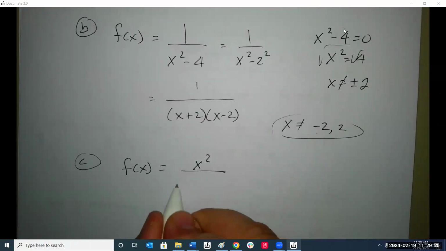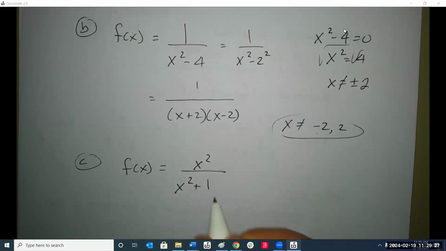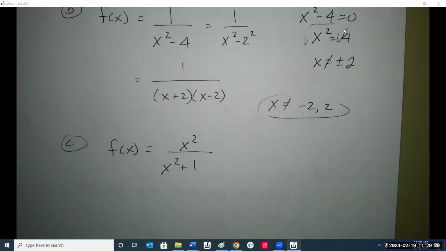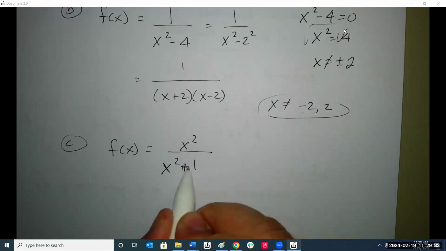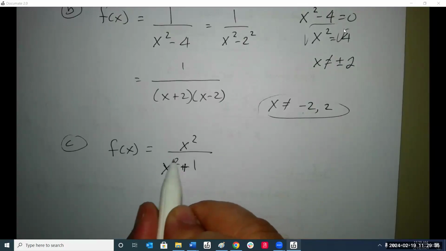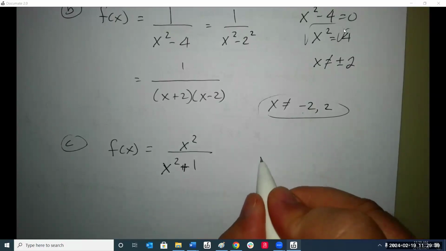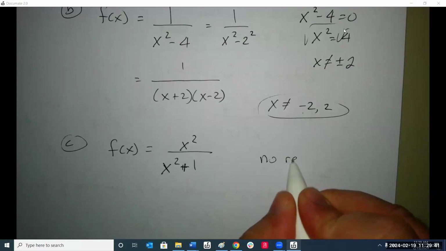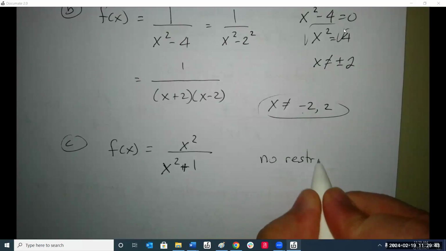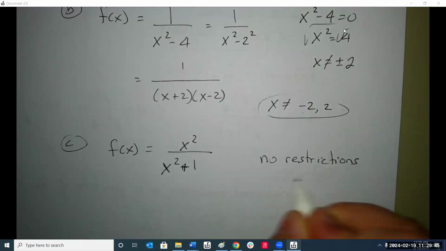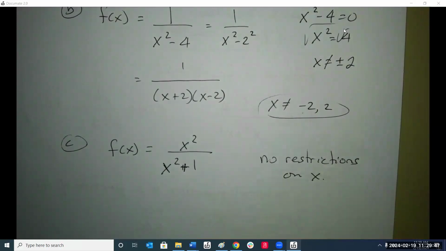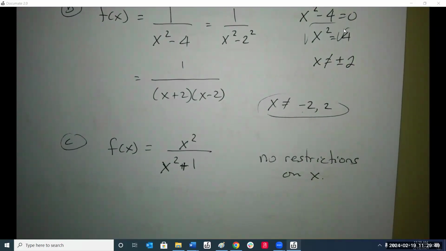Next, x squared plus 1 on the bottom. Because this is a plus, and this is an even exponent, there are no restrictions on x. It could be any values it wants to.